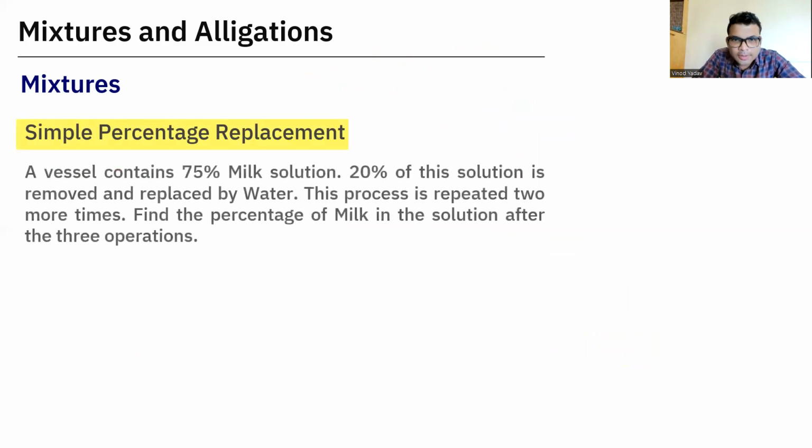See the question. A vessel contains 75% milk solution. So if I assume the total as, let's say, 100, milk is 75, water is 25. Yes, the first component is milk, the second is water. So the ratio is 3:1. The ratio is important to play with.